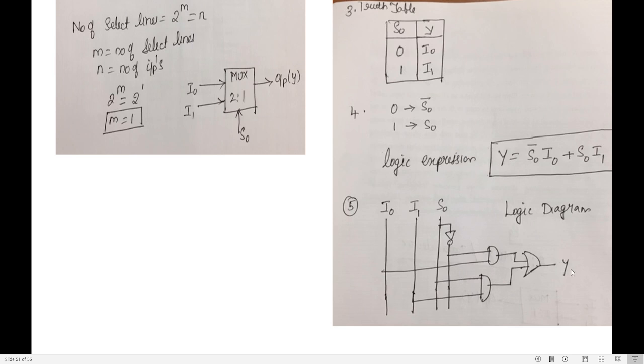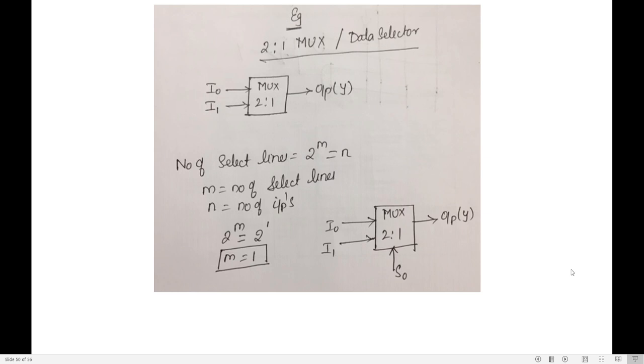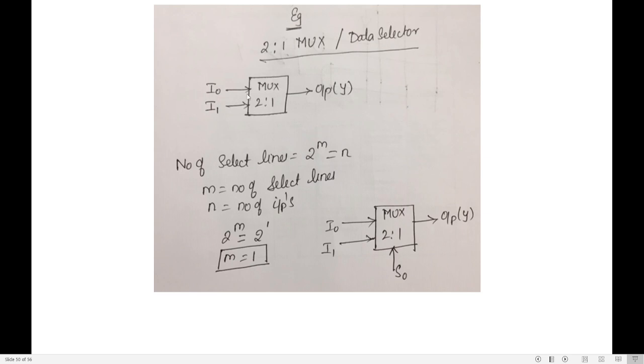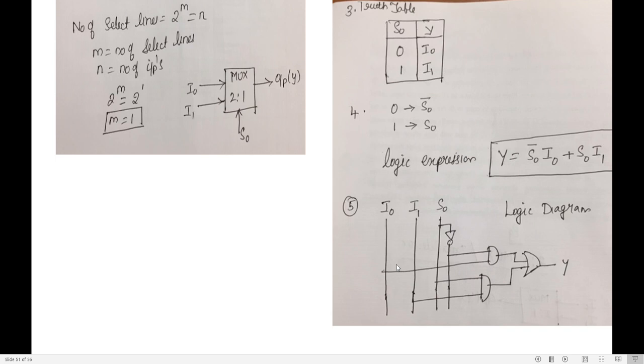So now we have seen and designed a 2:1 multiplexer, where it has two inputs, one output and one select line.